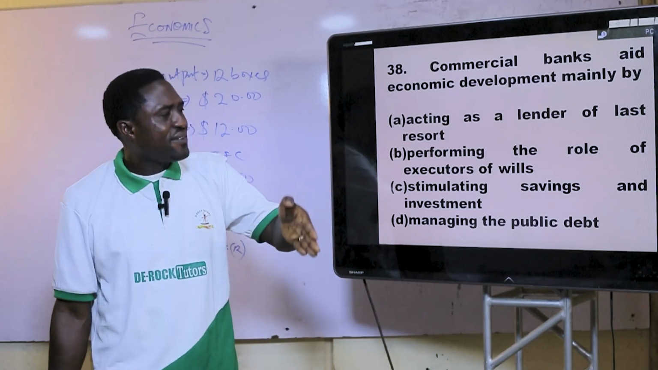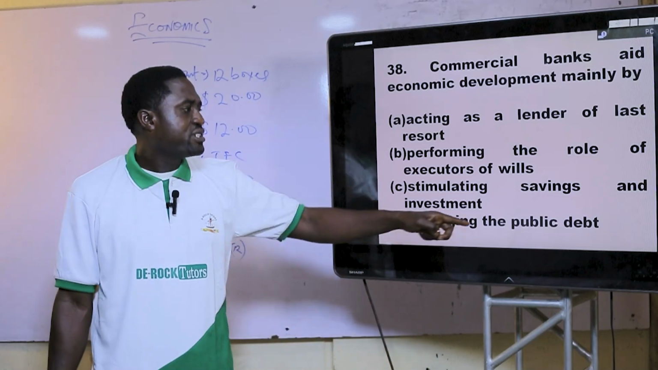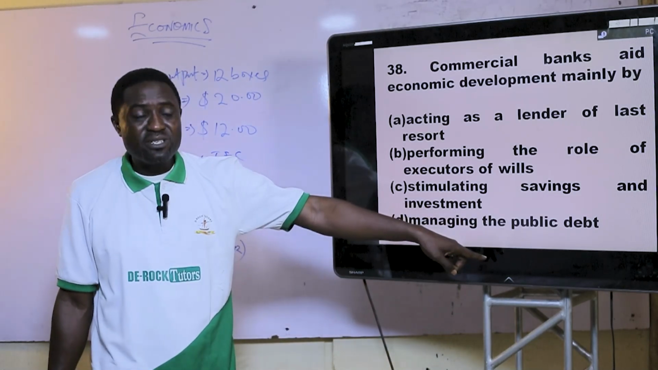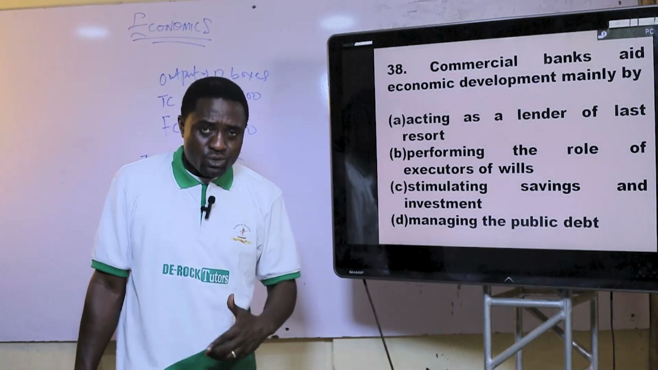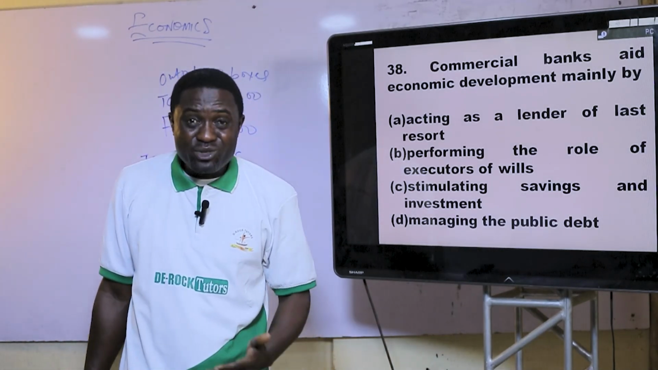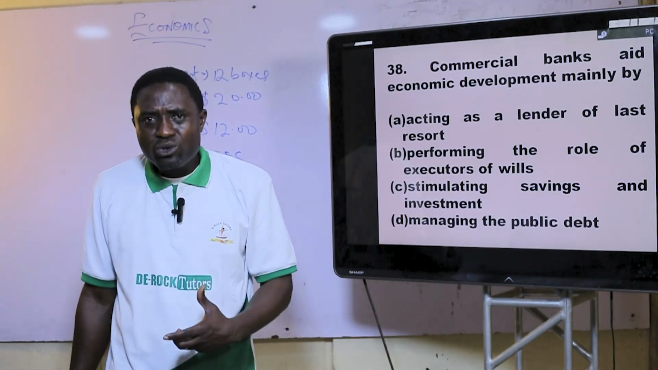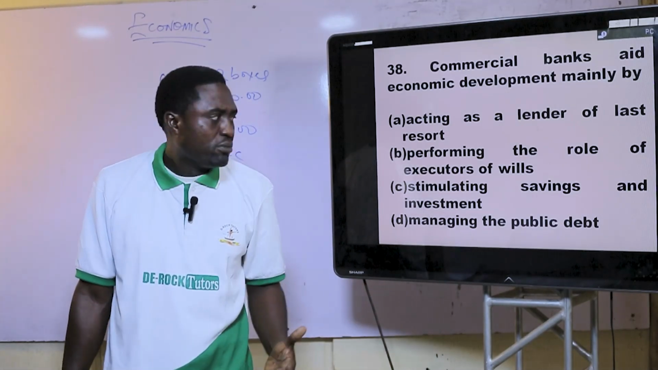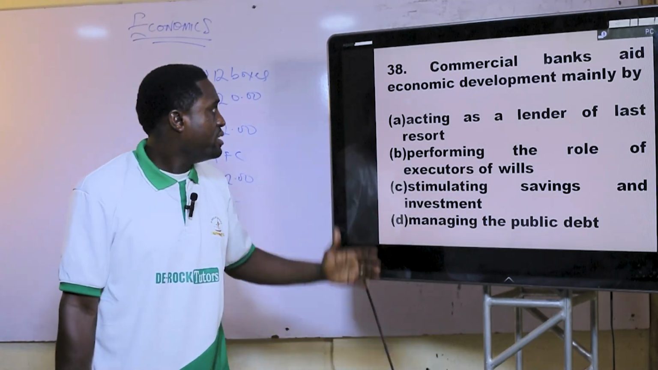C. Stimulating savings and investment. That is good. D. Managing the public debt. They are not the ones that manage public debt. Stimulating savings and investment: you save, and by the time you need money for investment, you can approach the bank for a loan. They will give you a loan, you invest and you make more money. So stimulating savings and investment is the perfect option in this question.